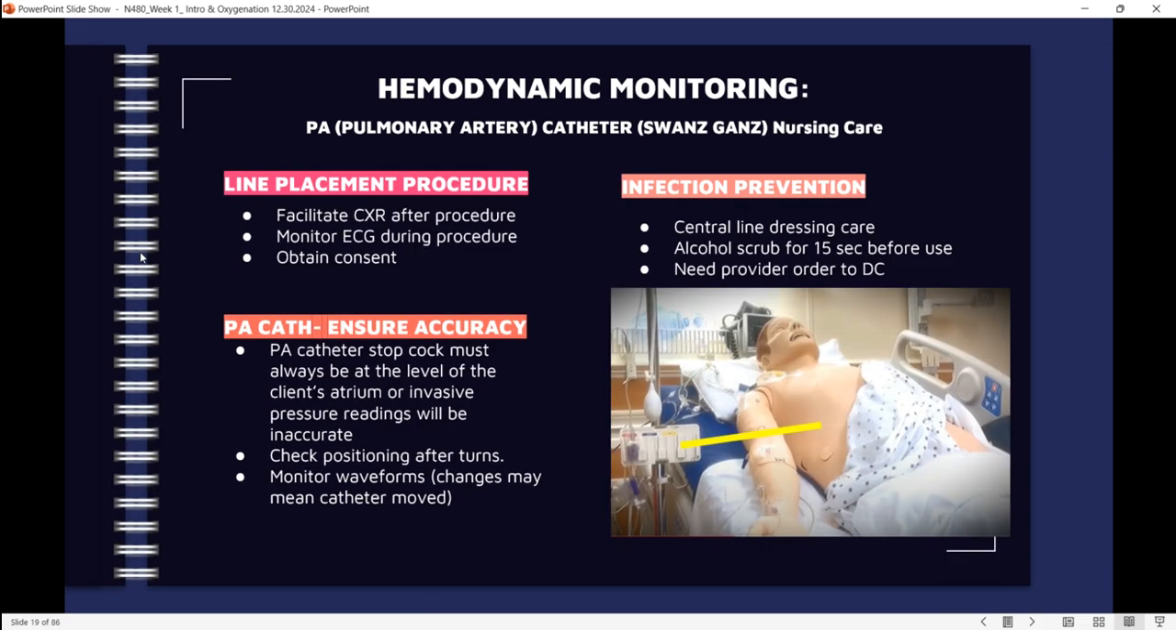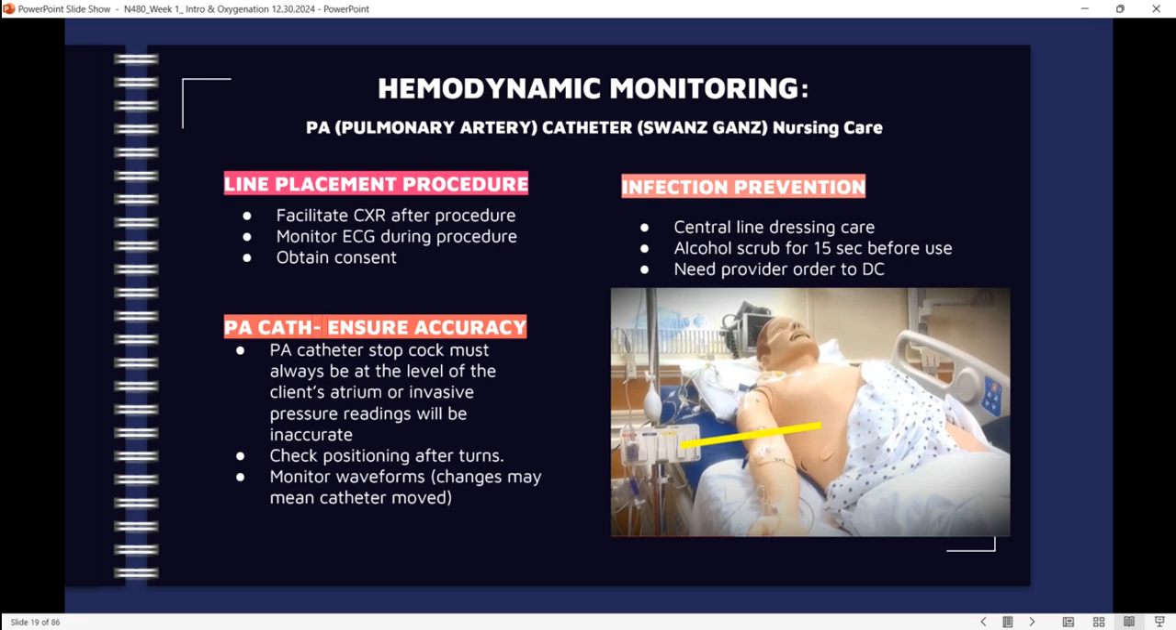Now, because our PA catheter is a central line, that means it is an invasive procedure to be placed. It is an invasive procedure. So therefore, a provider will need to obtain consent as part of our pre-procedure preparation for a PA catheter. So the provider needs to get consent, and then of course we witness it.